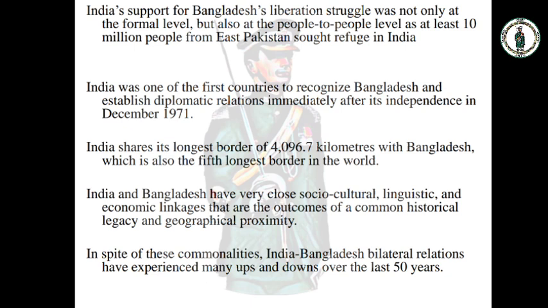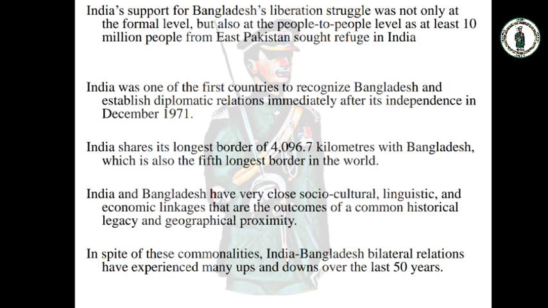Now India's assistance to Bangladesh was not only at a formal level but also at a people to people level. That is, India not only provided support to Bangladesh during the war, but also opened the gates for the people who were fleeing from the atrocities of the Pakistan military, and at least 10 million people became refugees in India. Immediately after the independence of Bangladesh, India was one of the first countries to recognize Bangladesh when it established full diplomatic relations. And India shares its longest border of 4,096 kilometers with Bangladesh, which is also the 5th longest border in the world. India and Bangladesh are very close in terms of social cultural values, linguistic and economic linkages that are basically the result of common history and geographical proximity.